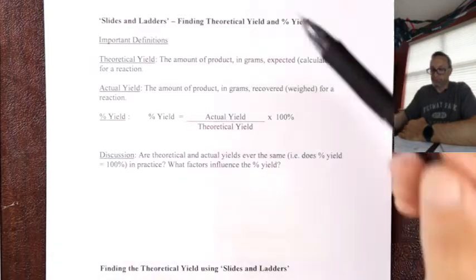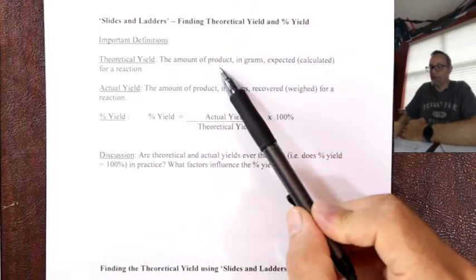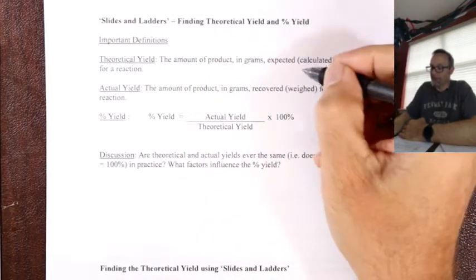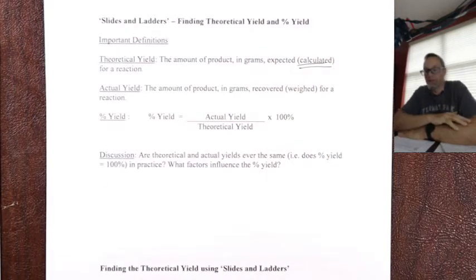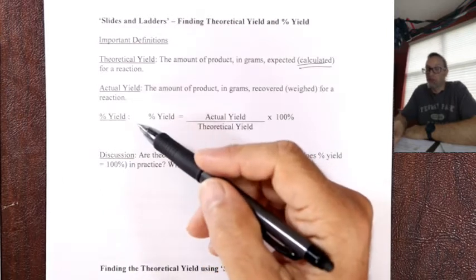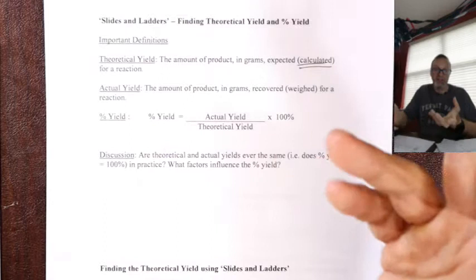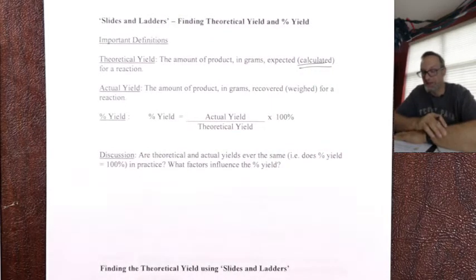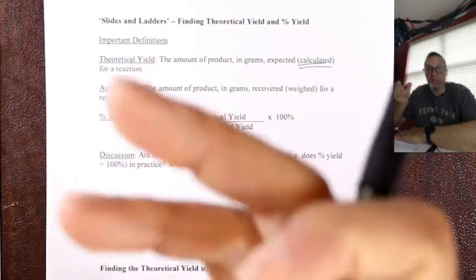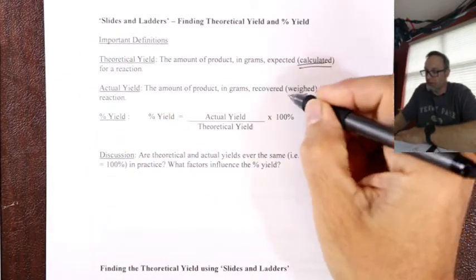So theoretical yield is the amount of product in grams expected, and the keyword is calculate. I'm going to show you how to do that calculation for any reaction. The theoretical yield is, if everything goes perfect, what mass of stuff am I going to make. The actual yield, because it never goes perfect, is what you actually get out of the oven, should you do an experiment where you're drying your product. You physically weigh it on the balance and get a weighed amount.